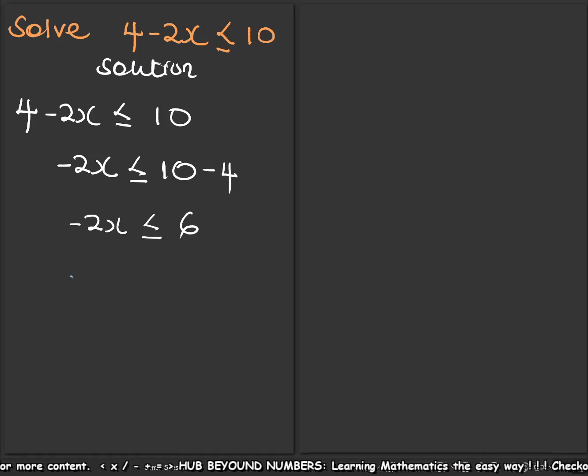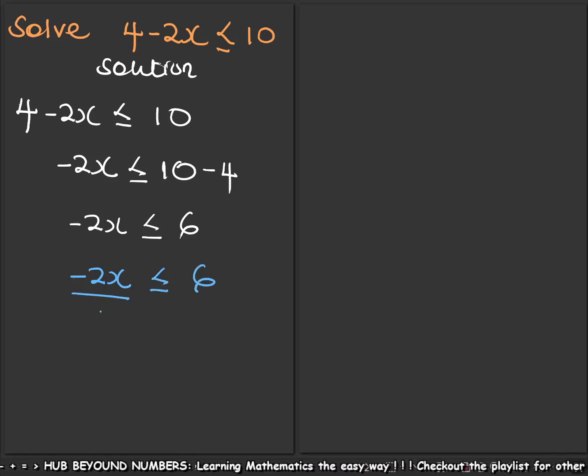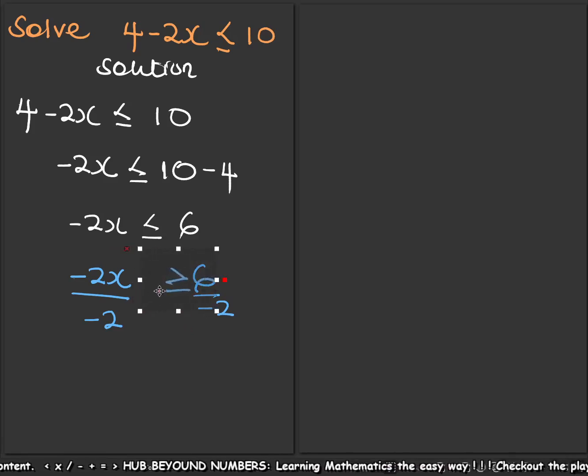So we have negative 2x is less than or equal to 6. We are going to divide both sides by negative 2. Now the thing here is, anytime we divide by a negative, that simply means we have to flip the inequality symbol. Instead of less than or equal to, it is going to become greater than or equal to.